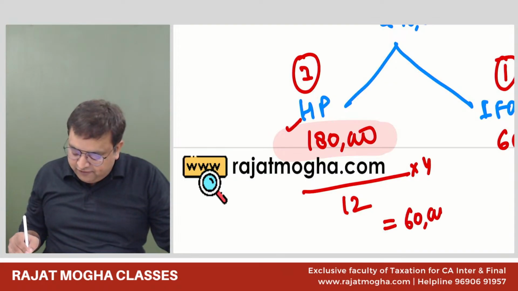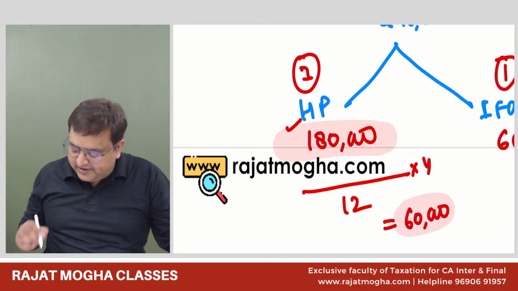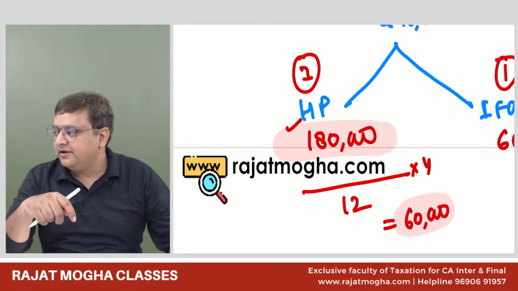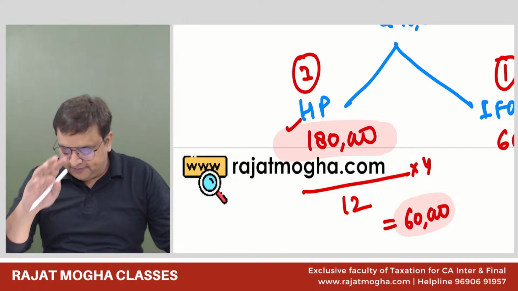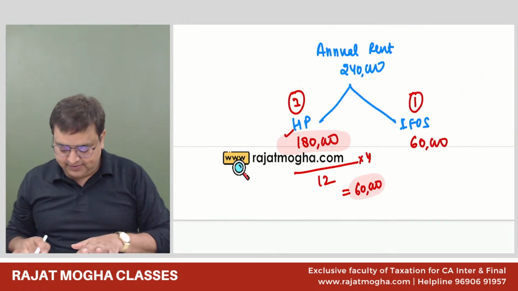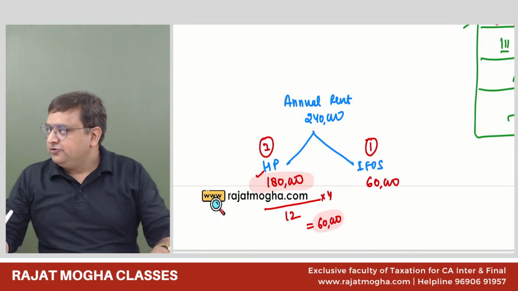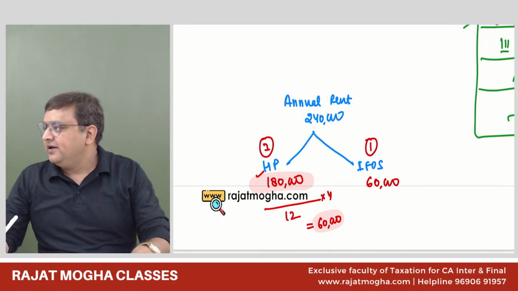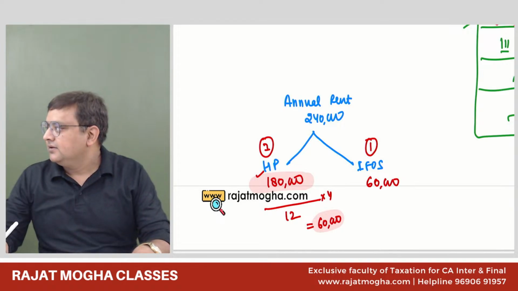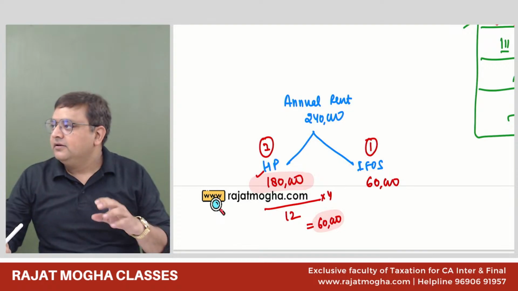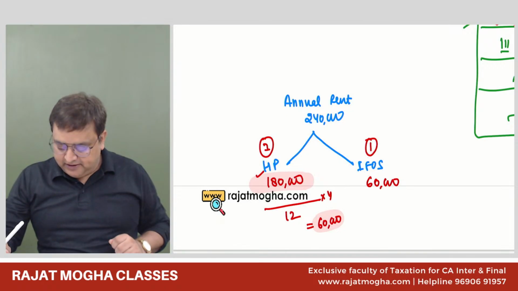60,000 rent related to the house I have not yet recovered. Please tell me, should I explain it again or not? Have you understood this, or should I explain it again? Yes. Everyone, Smriti, Bala, understood or not?